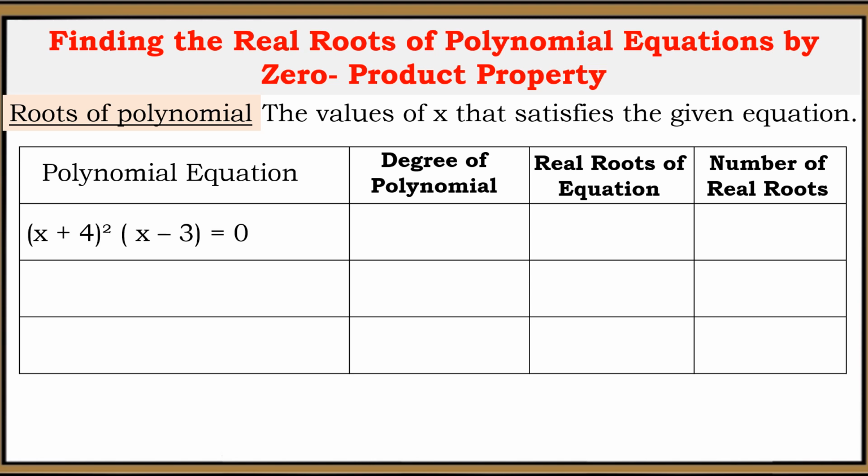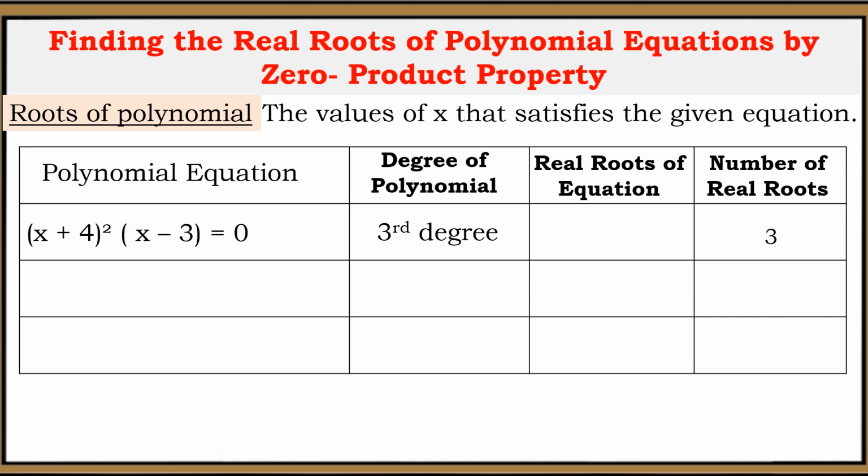So, given x plus 4 to the second power times x minus 3 is equal to 0. By observation here, x plus 4 has a degree of 2. Napansin nyo ba, x plus 4 to the second power siya. So, while x minus 3 has a degree of 1. So, if we get the sum of the degrees of the exponents, then it has a degree of 3. So, if it has a degree of 3, the polynomial is of the third degree. So, this means that the given polynomial equation in factored form has 3 real roots. So, how many number of roots? 3. Kung ilan ang degree niya, ganun din kadami yung number ng real roots niya. So, since this is of the third degree, the number of real roots is 3.